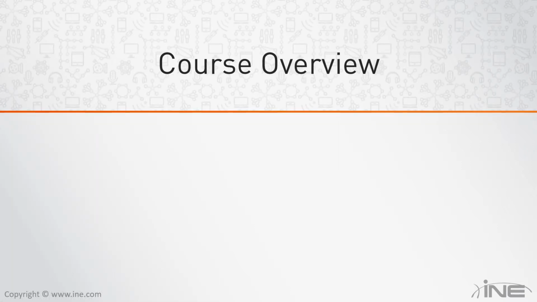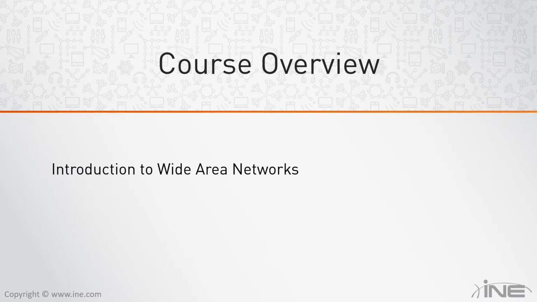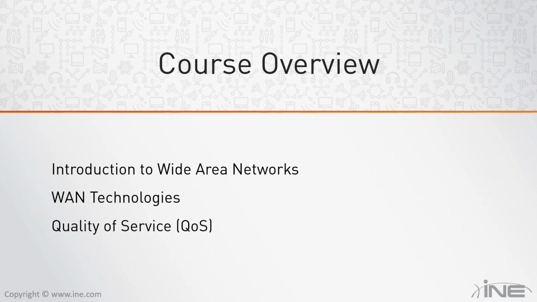This series can be logically broken down into three separate sections. First, I'm going to make an introduction to wide area networks. We will discuss the concept of WAN, and we will talk about wide area networks from a very high level perspective, like what type of issues are they trying to solve. We will then take a look at some of the individual wide area network technologies that are normally used to build a wide area network, and we will finish this series with an overview of quality of service.